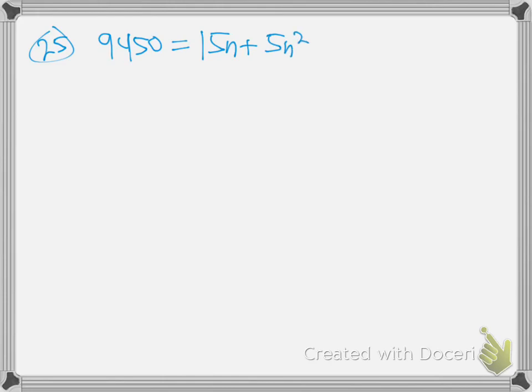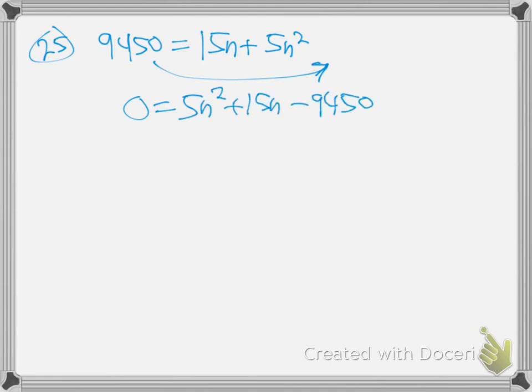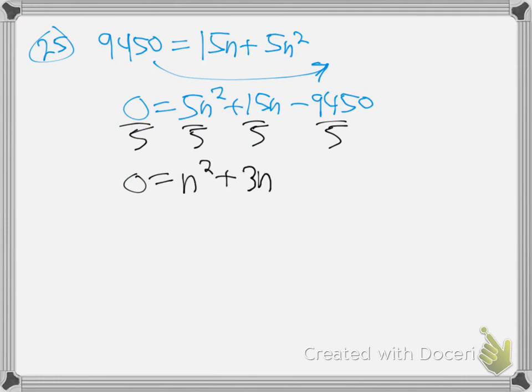Subtract. Yeah, whenever we have n squared, you know what to do, right? Jump this over. Get a 0, put them in order, highest power to lowest, minus 9450, subtract it. I'm going to divide through by 5 to make the numbers easier. They're all divisible by 5. 0 over 5 is 0. It looks like nothing happened. N squared, 3n, and what's that? 1890. Okay, so we get to there.